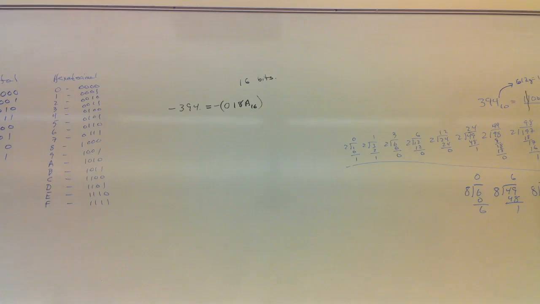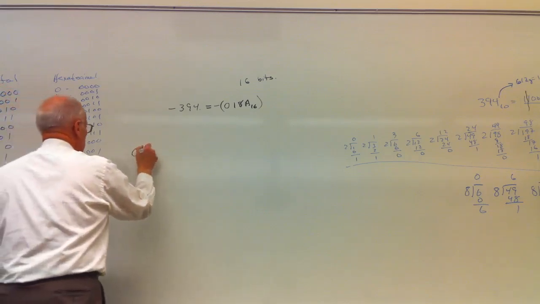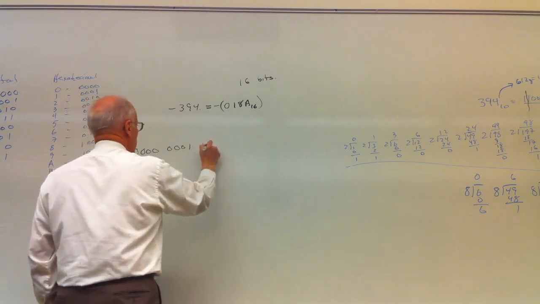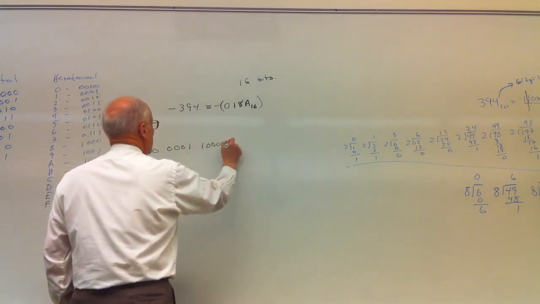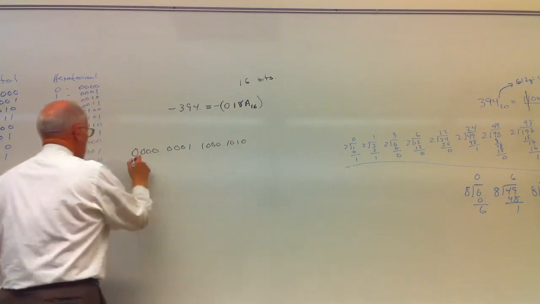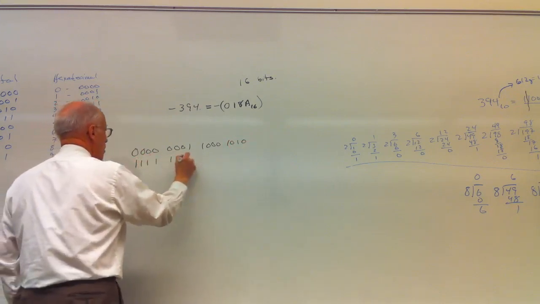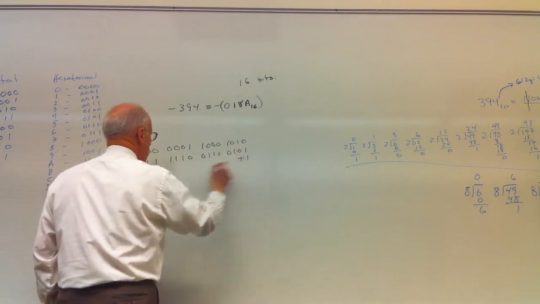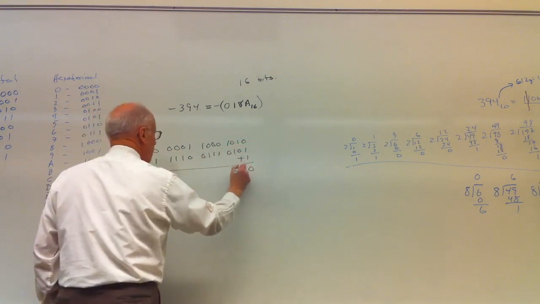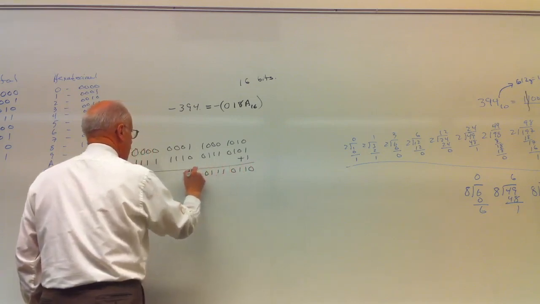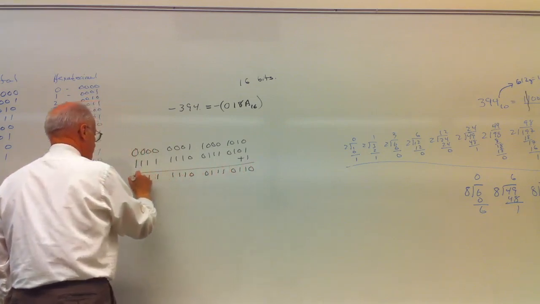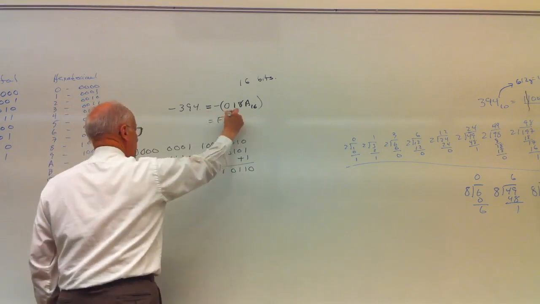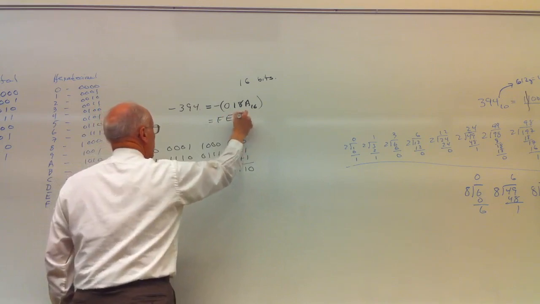Now the usual scheme for doing that is this. You take your binary representation, and 1010. You change all the bits, and you add 1. And so you get F, E, 7, 6.